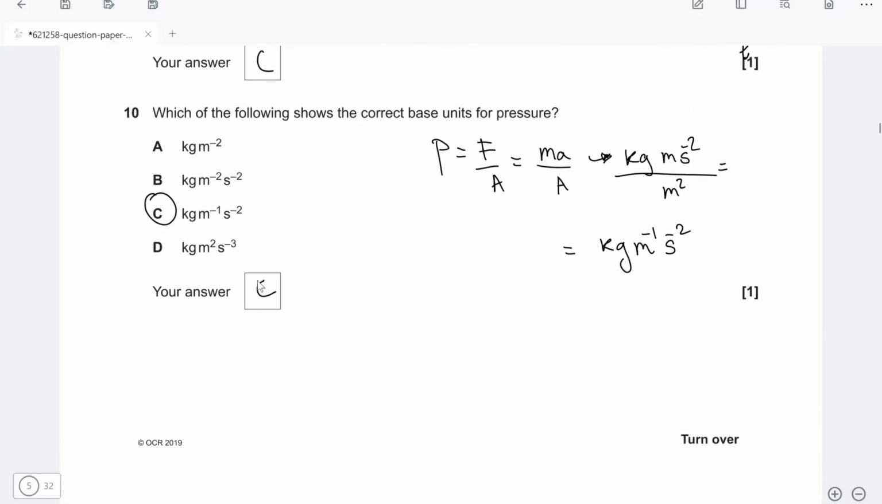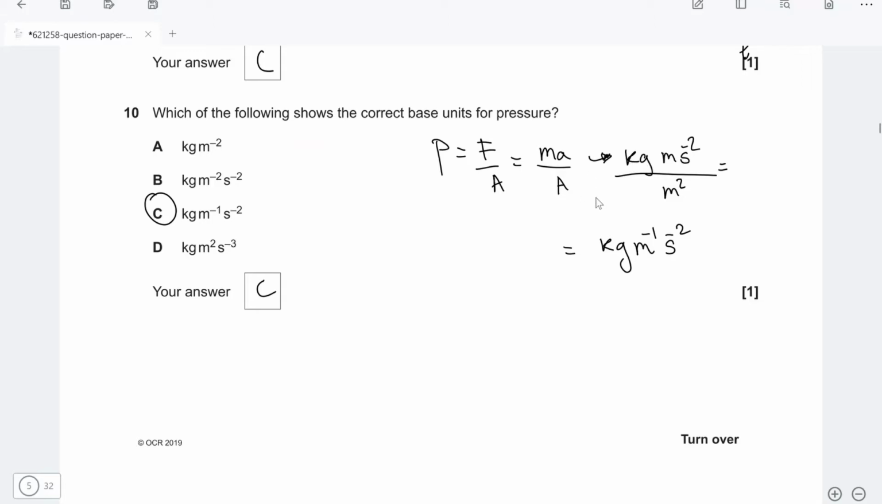Question 10. Which of the following shows the correct base units for pressure? Well, pressure is force divided by area. Force is mass times acceleration, divided by area. So mass is measured in kilograms, acceleration in meters per second squared, and area in meters squared.